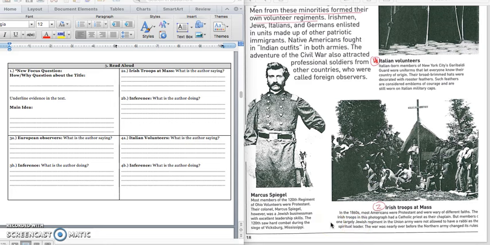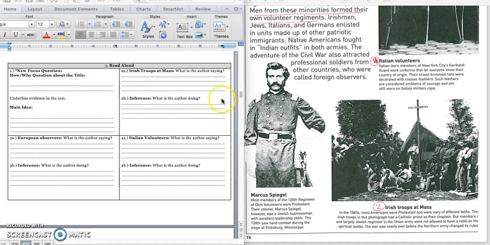Let's go to the caption. In the 1860s, most Americans were Protestant and were wary of different faiths. The Irish troops in this photograph had a Catholic priest as their chaplain. But members of one largely Jewish regiment in the Union Army were not allowed to have a rabbi as their spiritual leader. The war was nearly over before the Northern Army changed its rules.